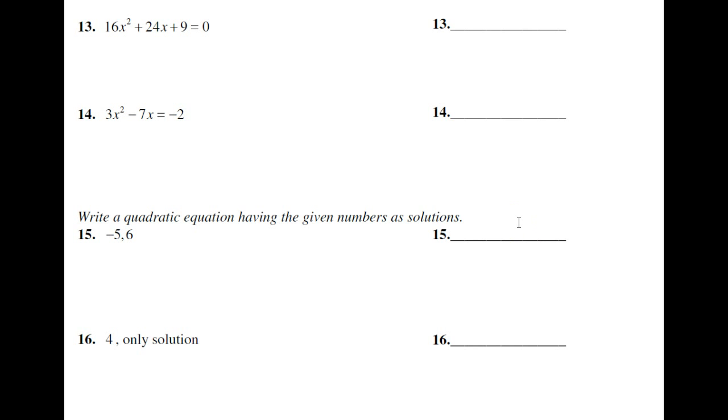13 is one rational because your discriminant becomes 0 here. And for number 14, two rational because, again, the discriminant's a perfect square. All right, well, let's go on.